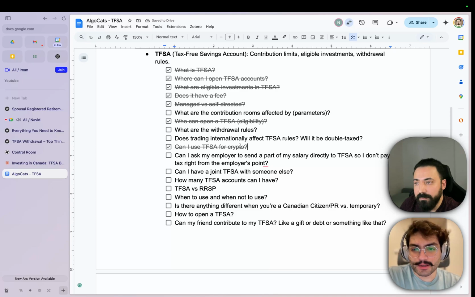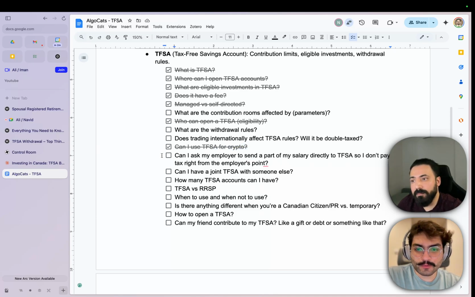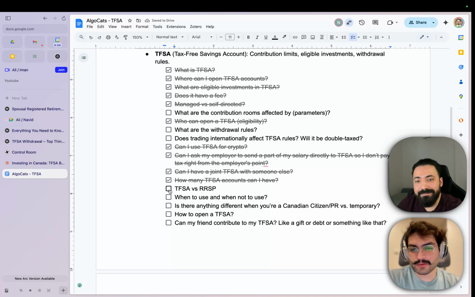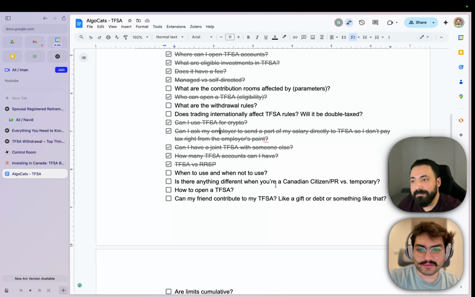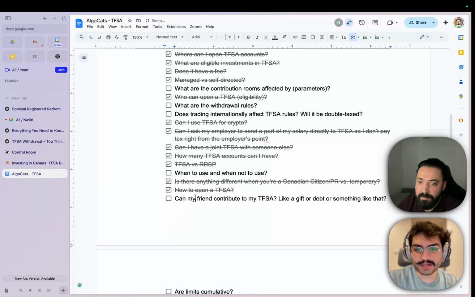Okay, so we know for crypto, we know for employer joint TFSA. How many TFSA accounts? We know TFSA versus RRSP, kind of. When to use and when not to use, we can get to this. Is there anything different when you're Canadian? I don't know if we understood about residents, but there's nothing different, right? Nothing different. Correct. Okay. How to open a TFSA?